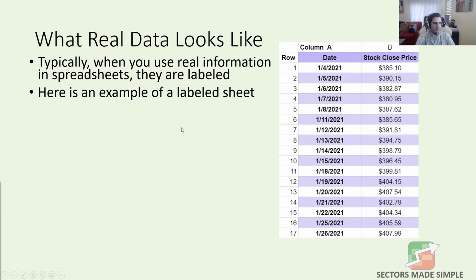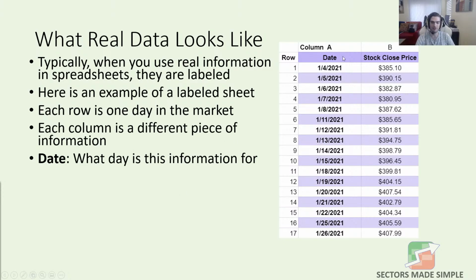So now let's look at what we have here. Each row across is 1 day in the market. In column A, we have our date. So this is what day we are looking at. And then column B is the stock's close. This is not real stock data. This is what real stock data may look like.